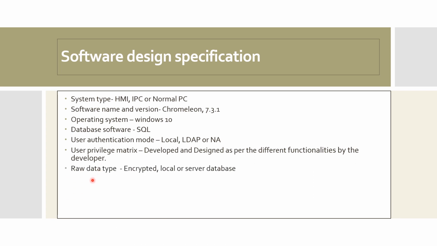Next is raw data type. Here we need to define the type of the data, that is encrypted, local or server database. Next is audit trail. We need to mention yes, that is, the audit trail feature for each activity should be recorded by the software. Next is data storage minimum capacity, that is 512 GB or above.